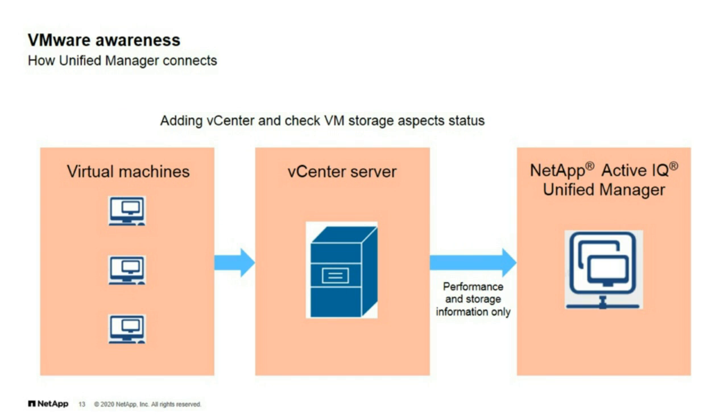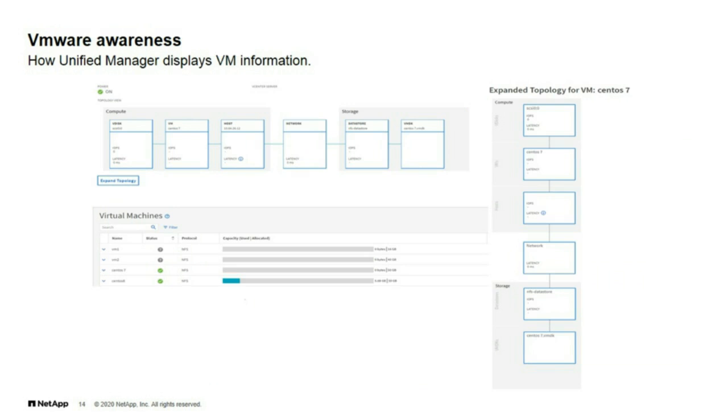VMware Awareness. With version 9.7, you can now add your vCenter servers into Unified Manager as a data source. This allows you to monitor performance and storage information regarding your VMs, all within Unified Manager. Here's a quick look at what you might see in Unified Manager. You can see the compute information, the storage information. You can look at capacity and performance information and see the overall topology.